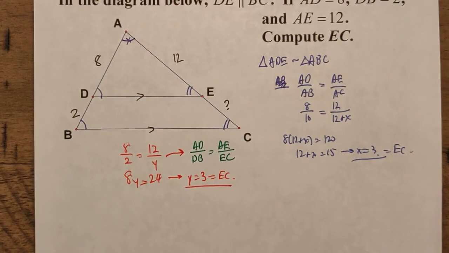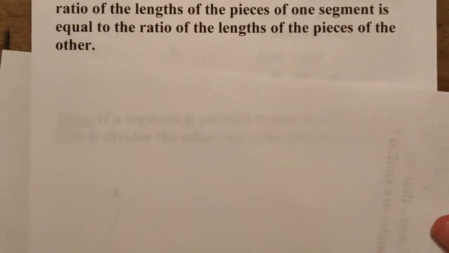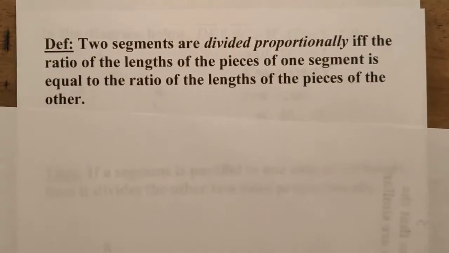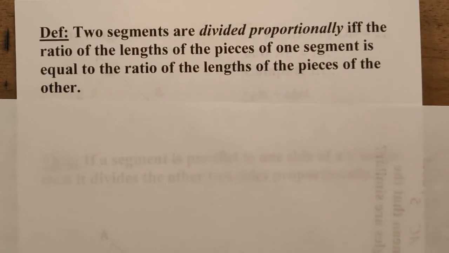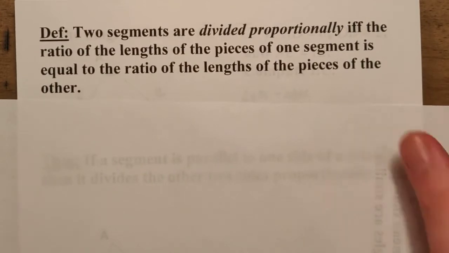So we refer to this here, ladies and gentlemen, as the following. We say that they are divided proportionally here. Two segments are divided proportionally if and only if the ratio of the lengths of the pieces of one segment is equal to the ratio of the lengths of the pieces of the other.